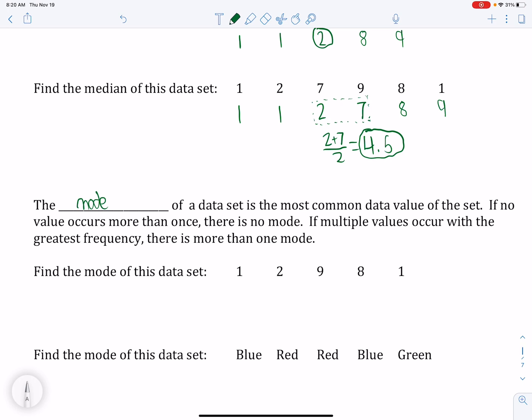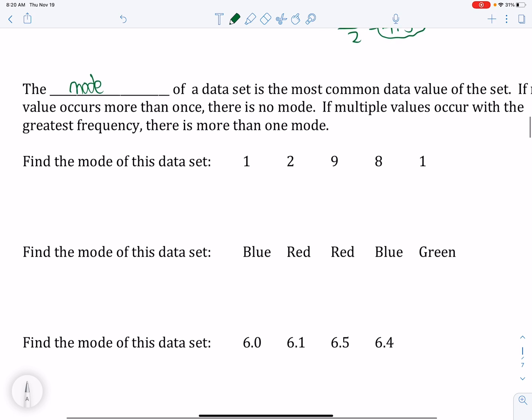But if you have more than one value that happens with the greatest frequency, then you can have more than one mode. Whenever you're talking about mean, median, and mode for a set of numbers, there's always going to be one mean, there's always going to be one median, but there could be no mode, one mode, or more than one mode. So let's look at some examples.